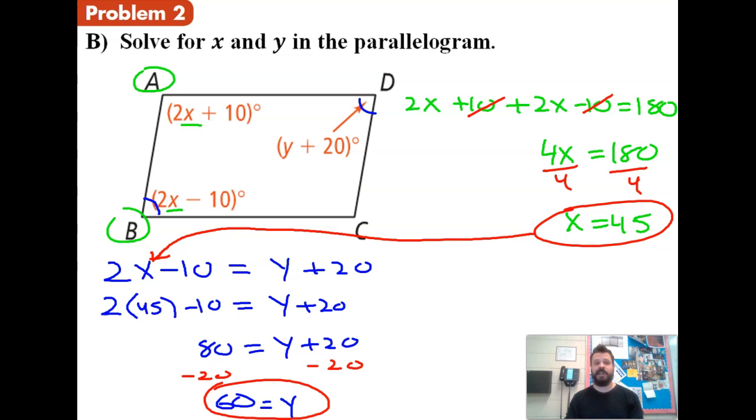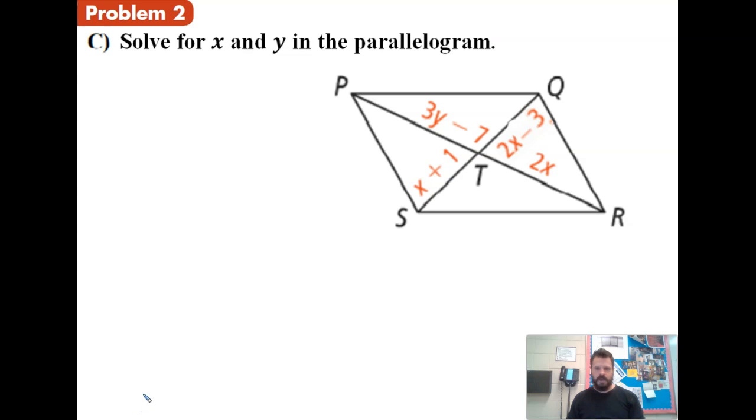Part C is the same idea, kind of. You're going to need a system, but it deals with the diagonals. Remember, diagonals of a parallelogram bisect each other. Once you pause the video, try to work through part B, try to set up that system and solve it, and then hit play to check your answer. All right, let's run through part C together here.